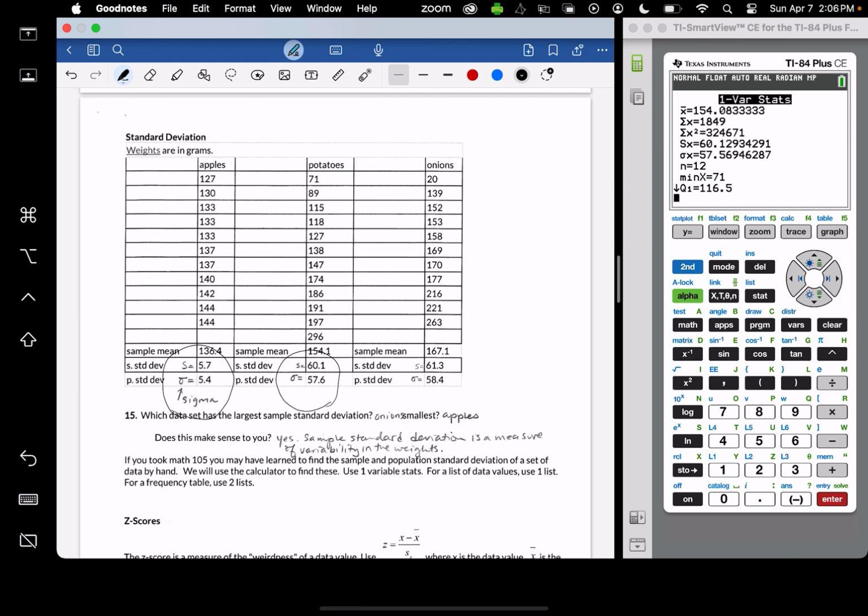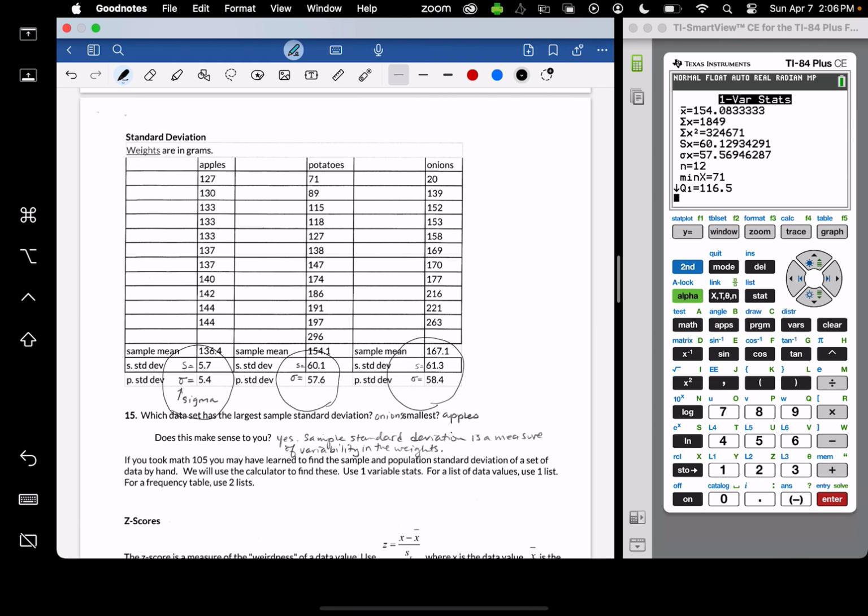So 61.3 and 58.4 for the standard deviations. Yes, it makes sense that the onions had the highest standard deviation. That is a measure of the variability of the weights. So, okay, if you took Math 105, you may have learned to find the sample and population standard deviation of a set of data by hand. We're not going to do that. We'll just find these using the calculator.